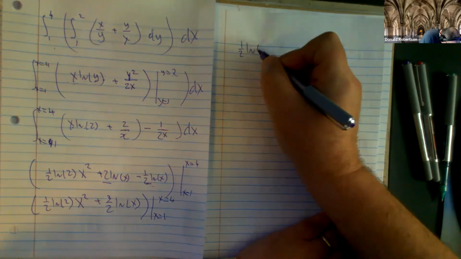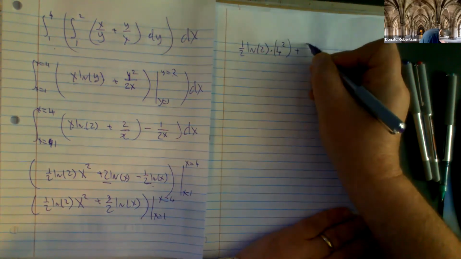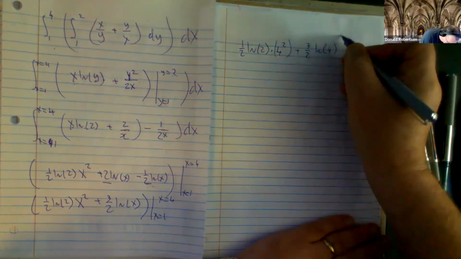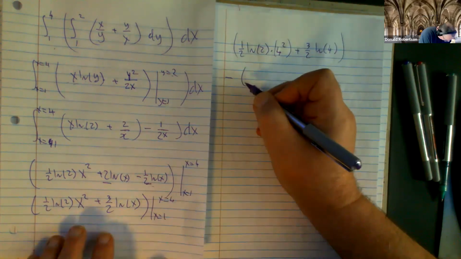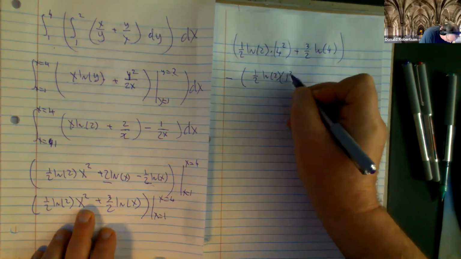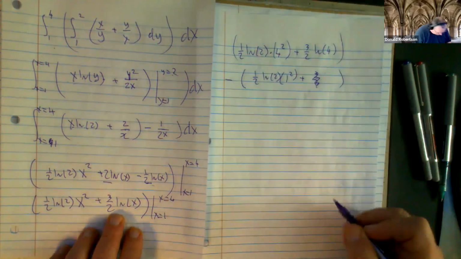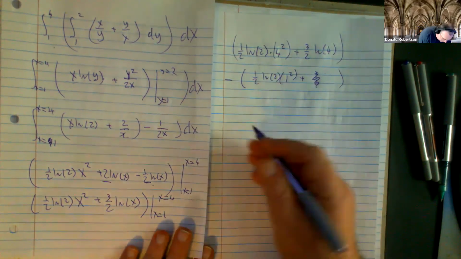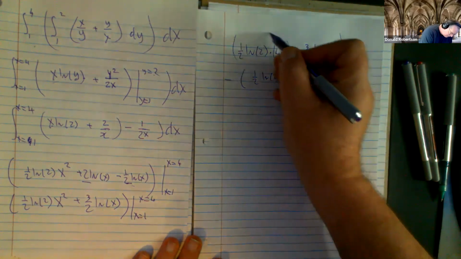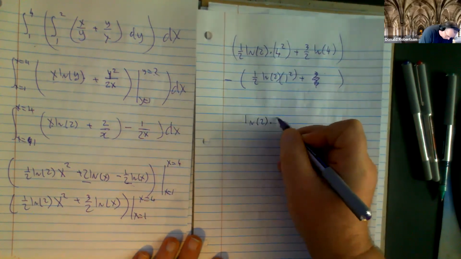You get 1/2 the natural log of 2 times 4 squared plus 3 over 2 the natural log of 4. That's the first bit. Take away, if you plug in 1, you get 1/2 natural log of 2 times 1 squared plus 3 over 2. I don't need that because that's 0, because log of 1 is 0. So you get that guy. Now, 4 squared can actually be written as 2 log 4. So I'm going to bring that out, and I'm going to call this the natural log of 2 times 4.